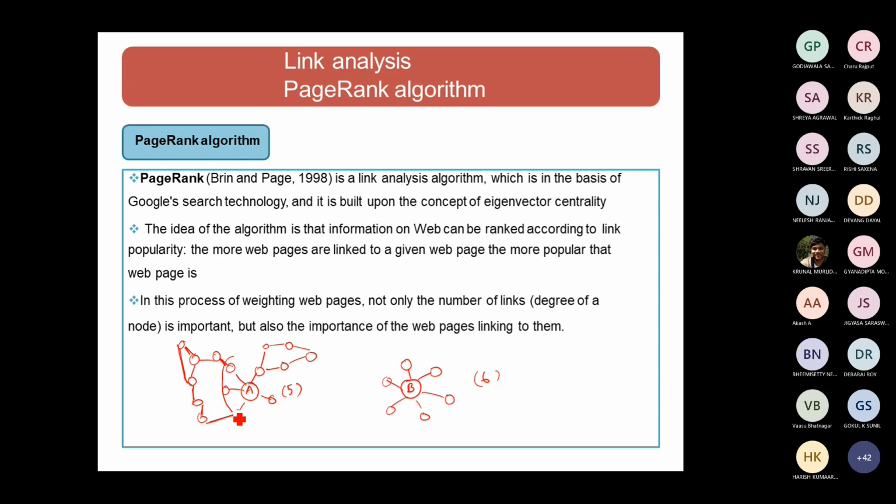Okay, so this is the first level of hub. In the second level, I have these people. In this level, I have these people, and in the third level, I have these people. But if you look into this, even though B has 6, which is more than A, it doesn't lead to any other popular web pages.